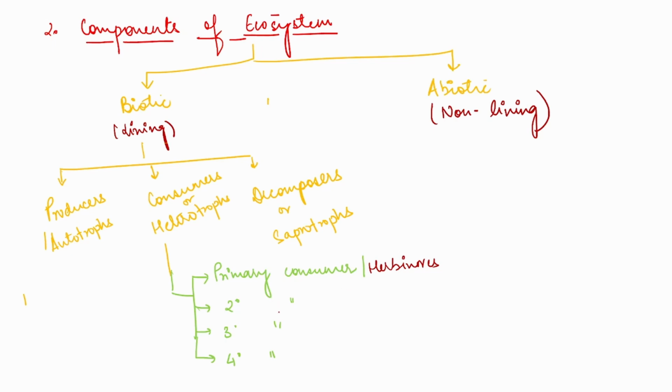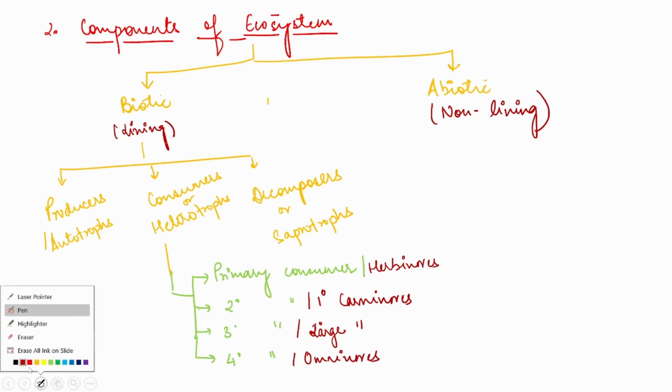Secondary consumers, we can call primary carnivores, because they are the first carnivore organism, right? We can also call it primary carnivore, secondary carnivore, or large carnivore. Or this quaternary, we can also call it omnivores. That's all about the biotic component.